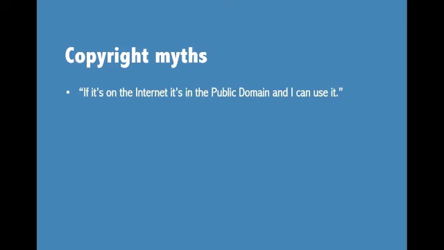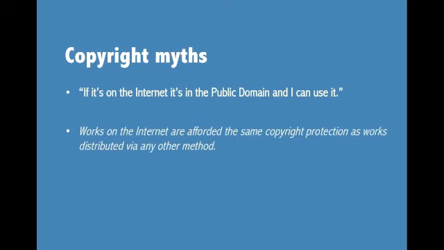If it's on the internet, it's in the public domain and I can use it. This is a misunderstanding of the term public domain, which I'll explain later. Just because something has been released on the internet doesn't mean it's afforded any less copyright than anything distributed by any other method. So, for example, using any images that come up on a Google image search is more than likely infringing copyright.